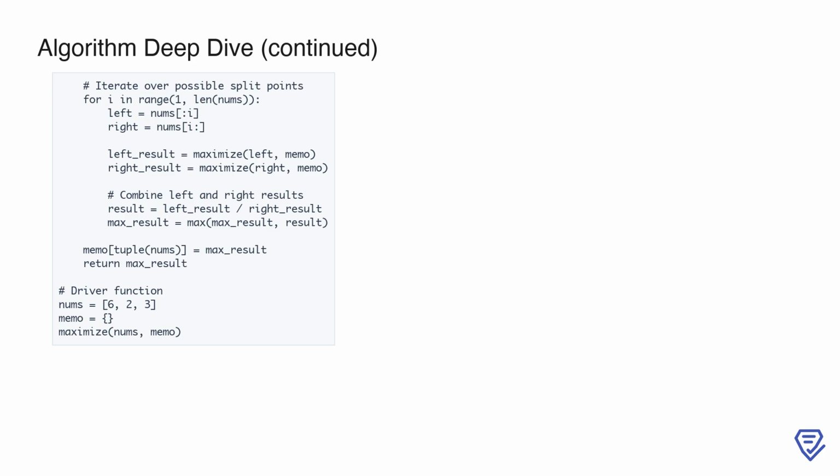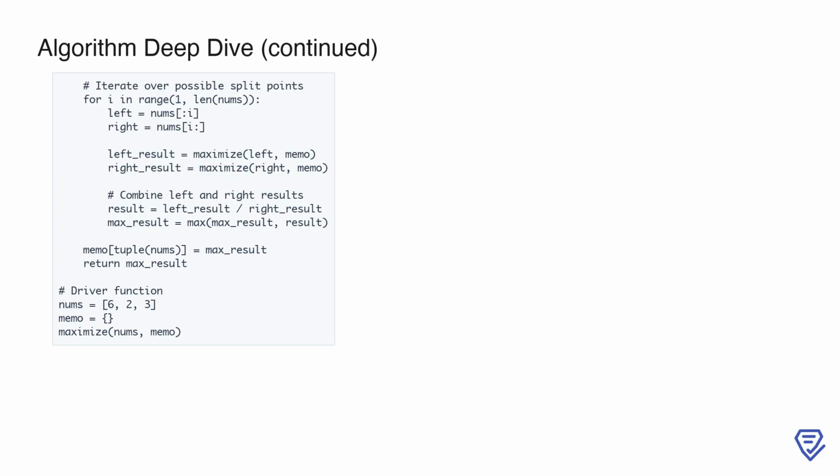The recursive function is called to compute the results for these subarrays, which are then combined using division. The result of this division is compared with the current max_result, and if it's larger, we update max_result. This ensures that, by the end of the loop, max_result contains the highest possible result for the given array configuration.